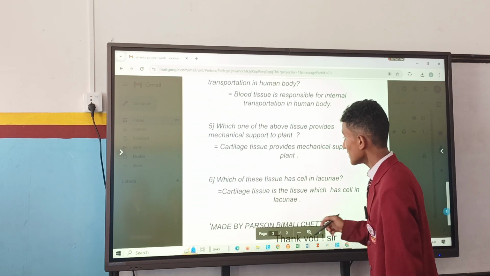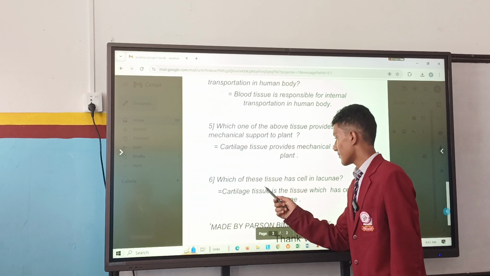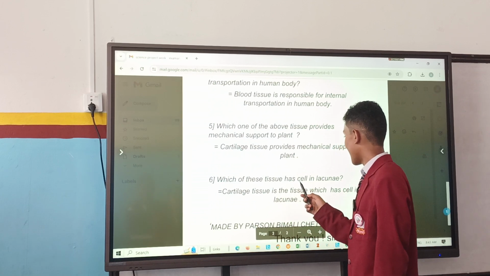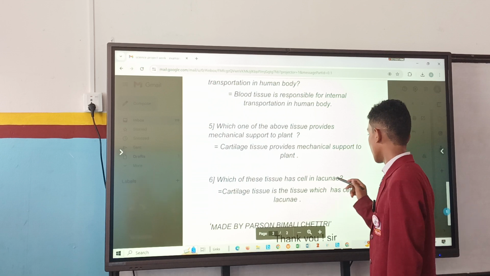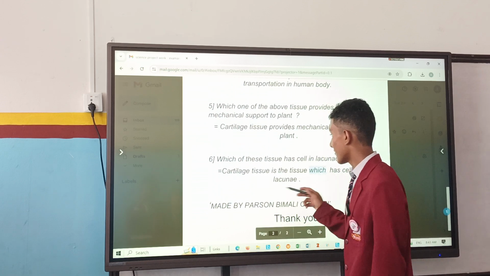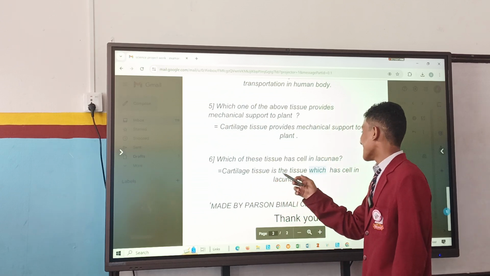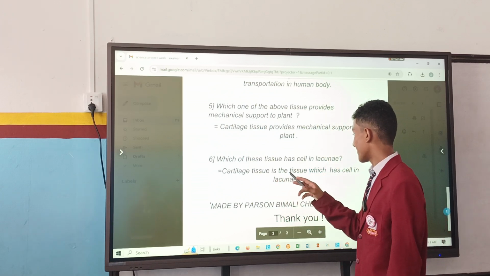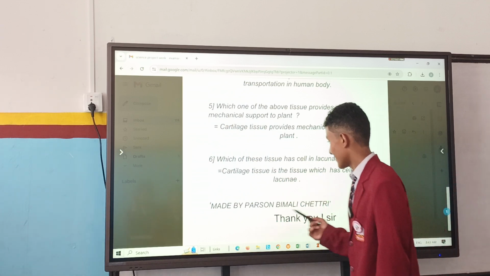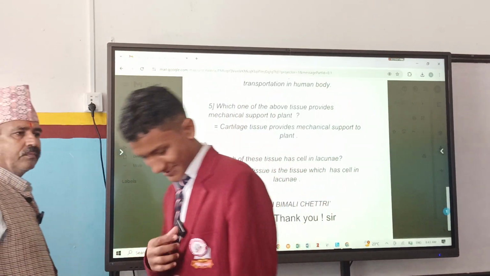Which of these tissues has a cell in lacunae? Cartilage tissue, which has cells in lacunae. Thank you. Have a good day. Next time, practice well and come.